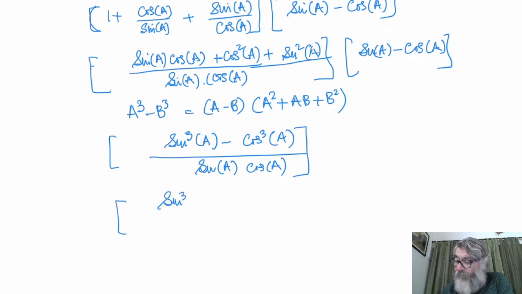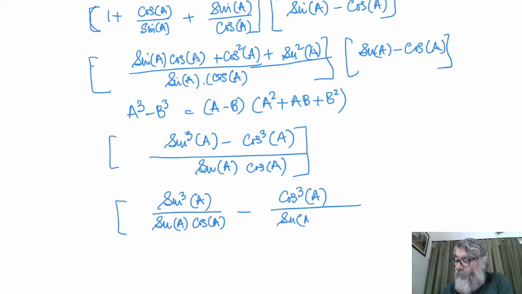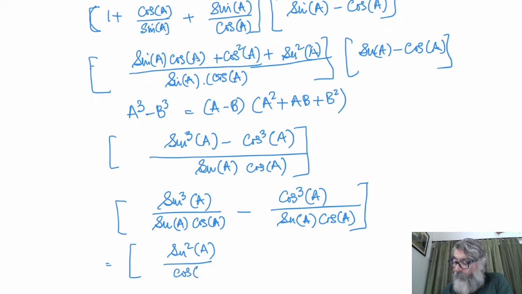Sin cube a upon sin a cos a. We are breaking up now the terms. Minus cos cube a upon sin a cos a. Is that clear? Now what are we going to do? Sin cube a will be divided by sin a. You will get sin square a upon cos a minus cos square a upon sin a.